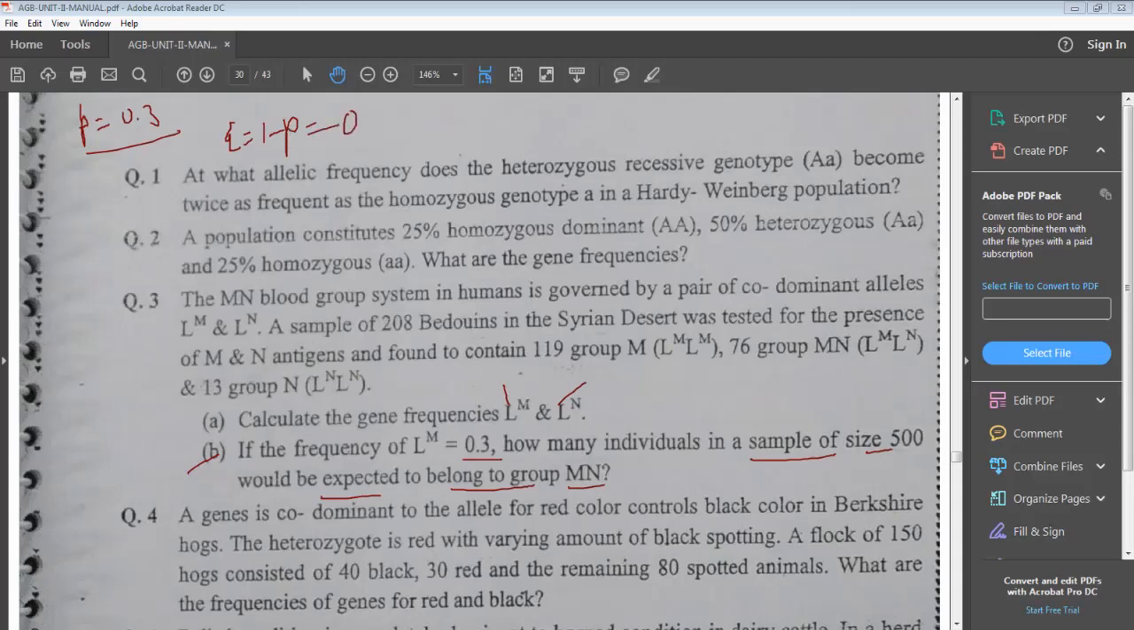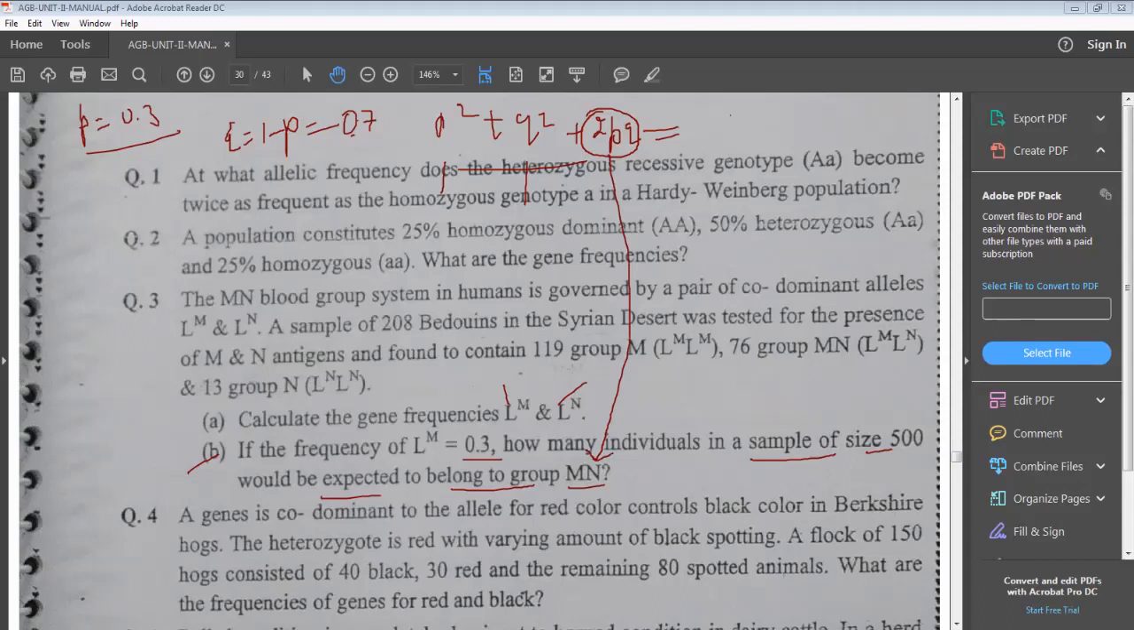Okay, that is equal to 0.7. From the Hardy-Weinberg law, p square plus q square plus 2pq will give us the whole population, where p square is the dominants, q square is the recessive, and 2pq is the heterozygote. Now what we have to calculate is the number of individuals which are heterozygotes. So we have to calculate the value of 2pq.